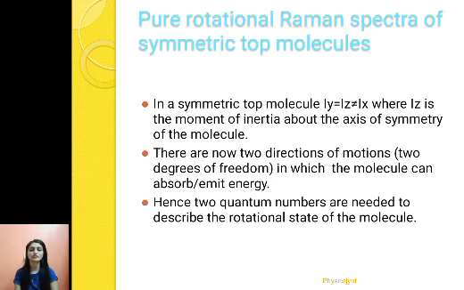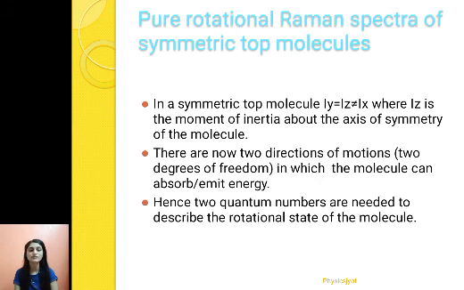So in the last lecture we discussed pure rotational Raman spectra of linear molecules. In this lecture we will study the pure rotational Raman spectra of symmetric top molecules. We have already studied the classification of molecules based on their rotational behavior.